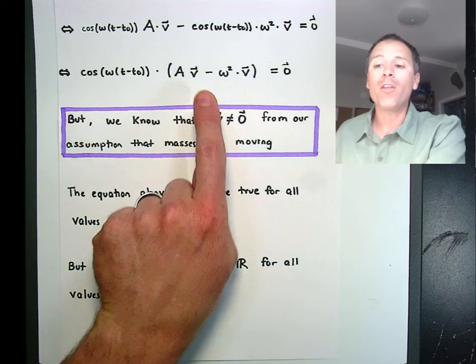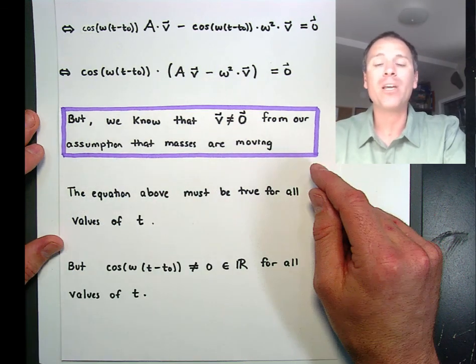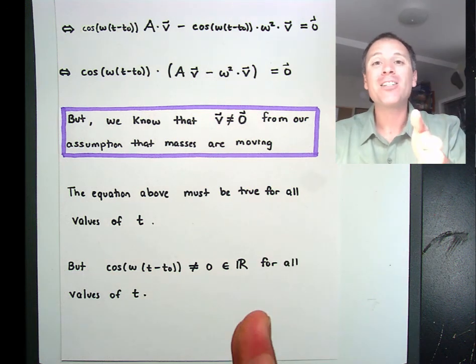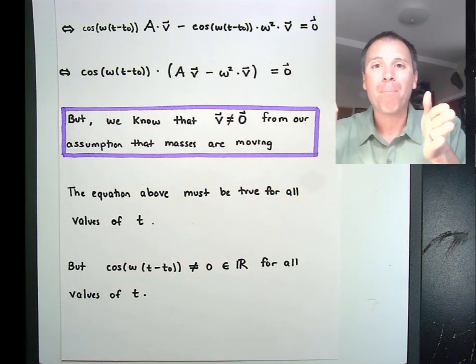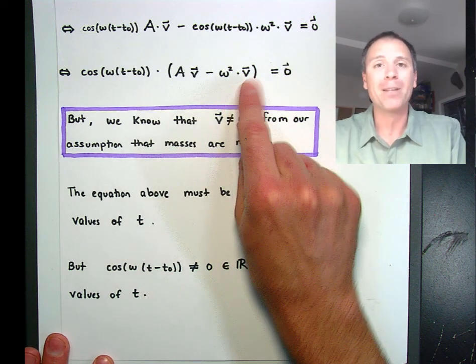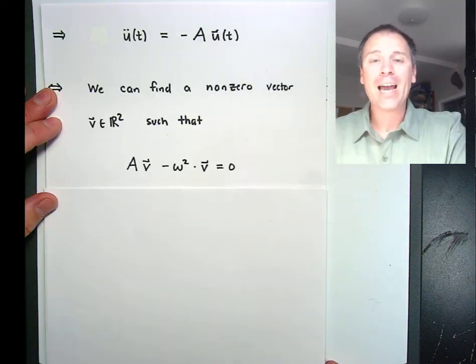Specifically, we know that the vector v is non-zero because we assumed that the masses were moving, that we don't have the trivial solution to the problem, which is both displacements have 0 value. There's actually some displacement that happens. There's some movement of the masses. Let's recap that in a different way.